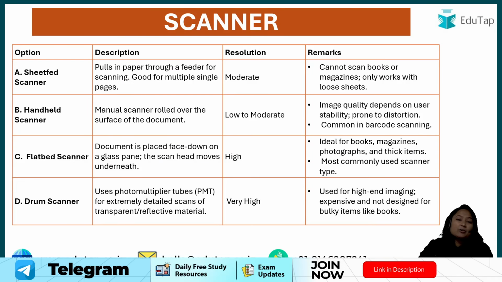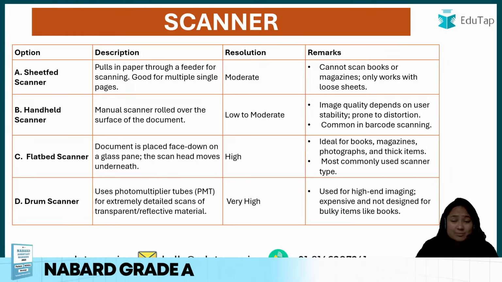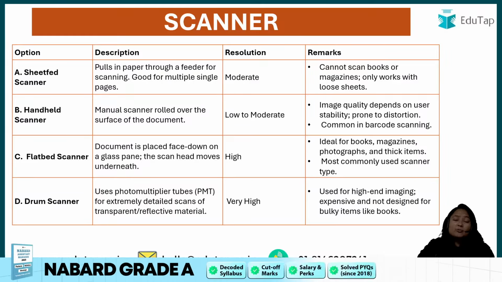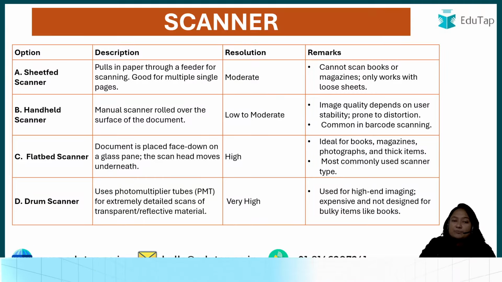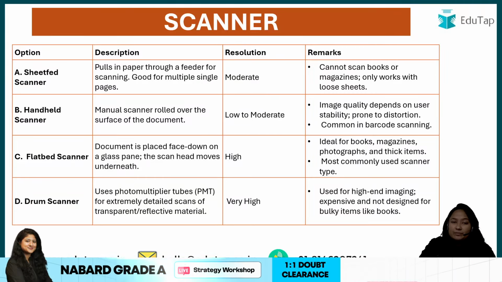Now scanner, if you are talking about, we have sheet fed scanner, handheld scanner, flatbed scanner and the drum scanner. Although we have one or two more, but yes, for examination this much is more than enough. So when we are talking about the sheet fed scanner, this pulls in paper through a feeder for scanning, and it is used for multiple single pages.